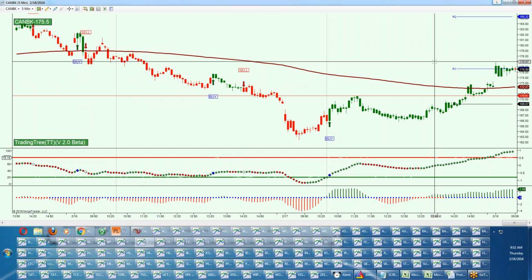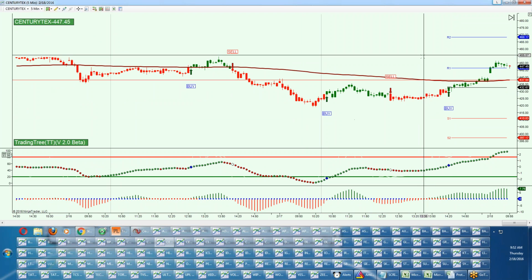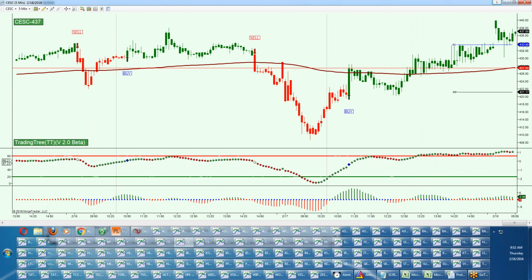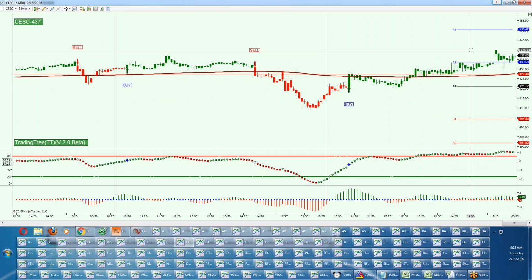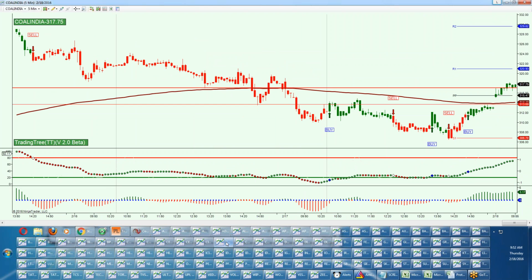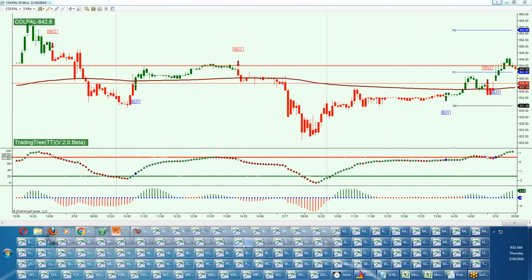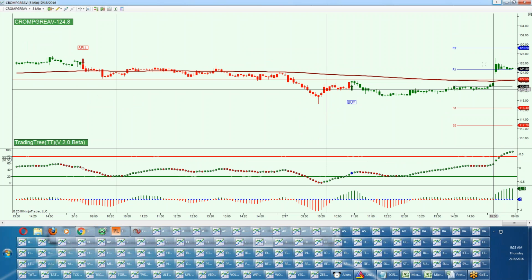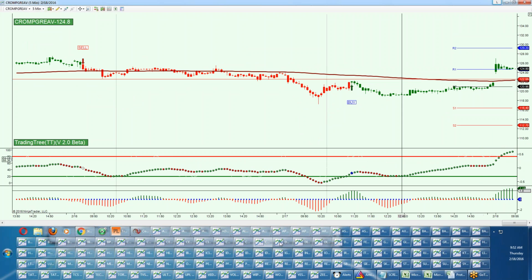Can Bank, you can again enter at 177. Century, you can enter at 452.40. CESC was a gap up open, you can again enter here at 440. So that's Cipla. Coal India has already given you an entry. It's Coal Pal. Crompton Greaves, huge gap up open. That's one of the reasons why we did not get that data.